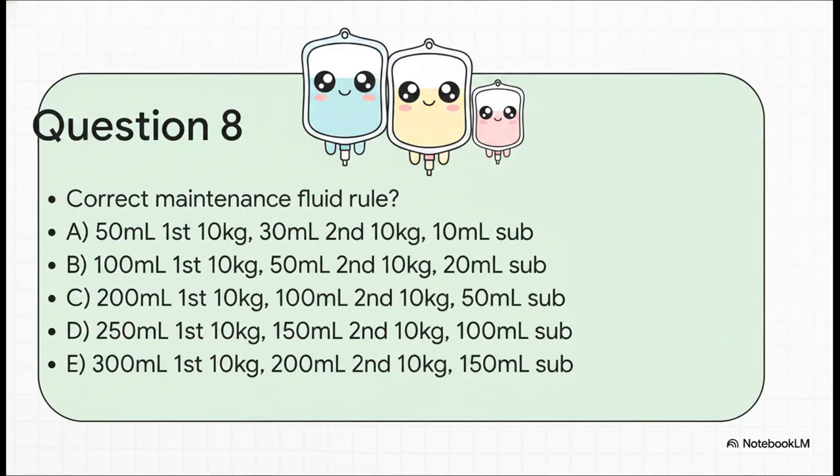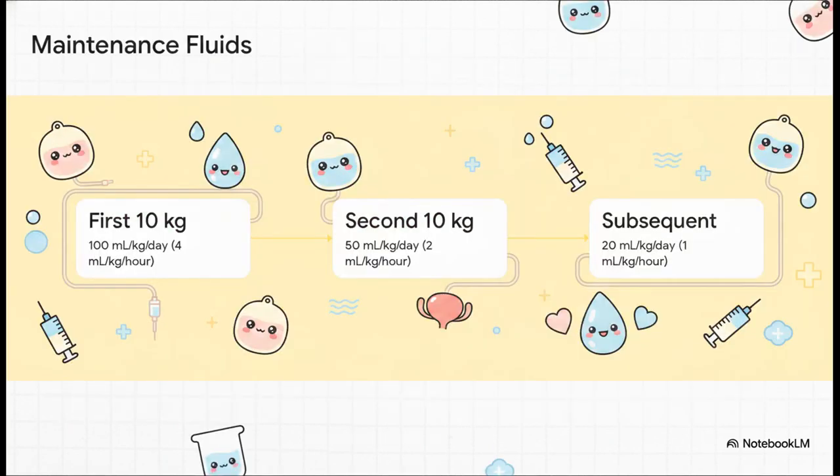Next up, which is correct regarding daily maintenance fluid in the surgical patient? We've got 5 different tier ratios here. Is it A, B, C, D, or E? Look closely at the split for the first 10, second 10, and subsequent kilograms. Option B is the winner.